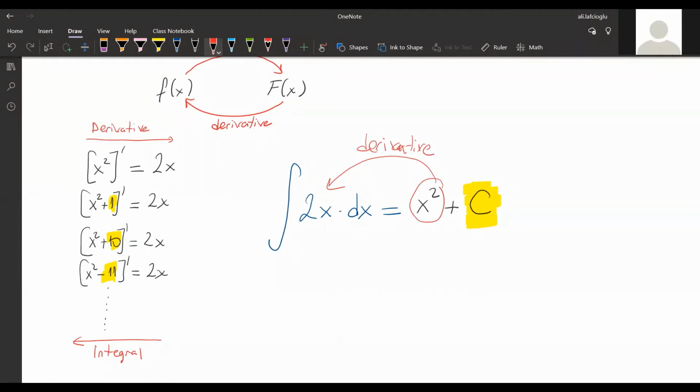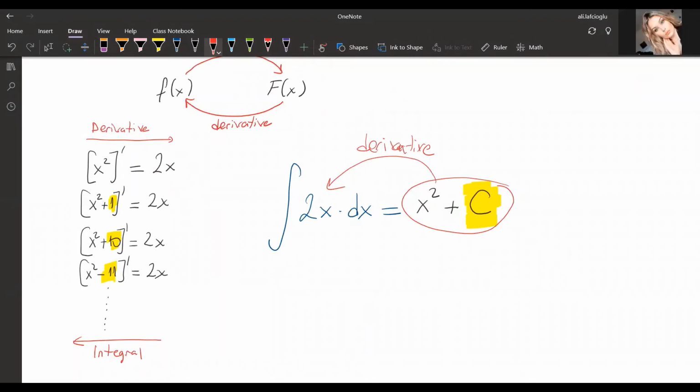And the C stands for the 1, the 10, 11, and all the other numbers. Yes, when you take the derivative of both of them, in fact, here I made a small mistake. When you take the derivative of this one together, it will be 2x, because the derivative of a constant number is 0. It will be 2x. Yes.